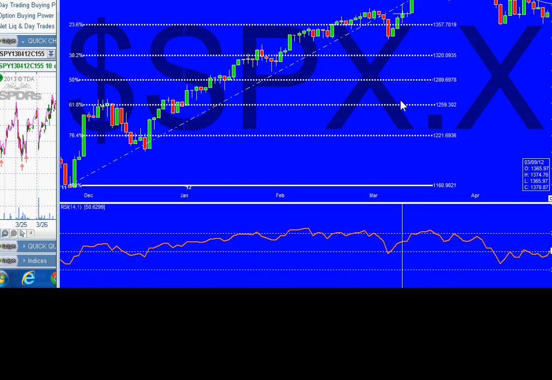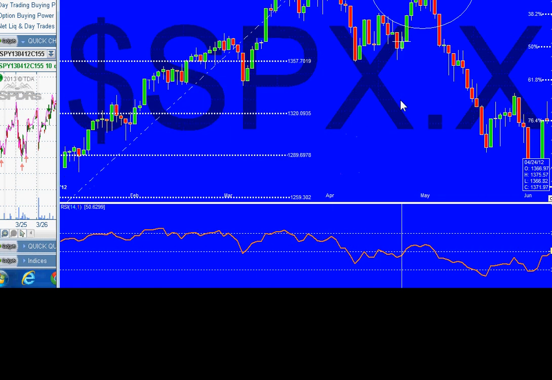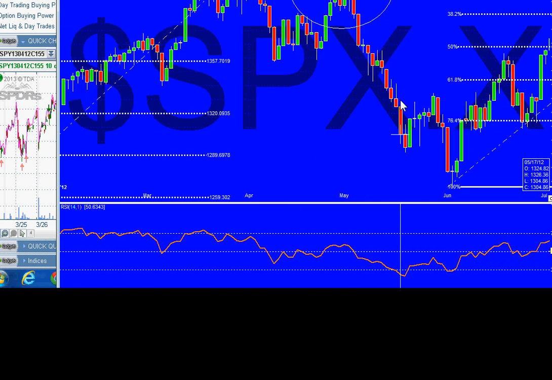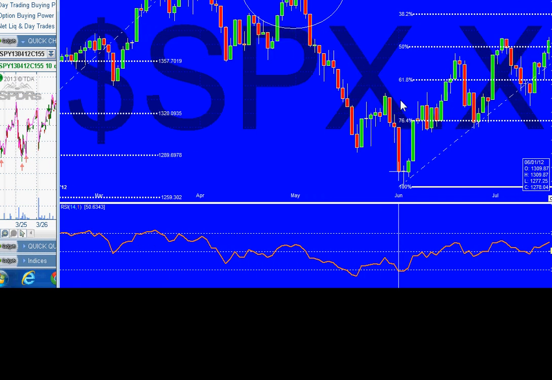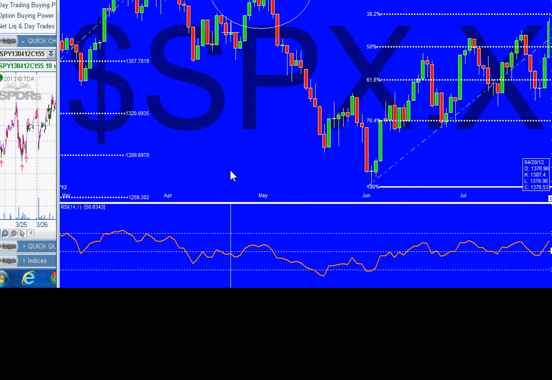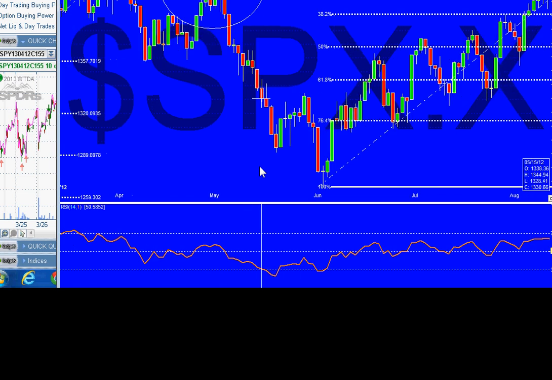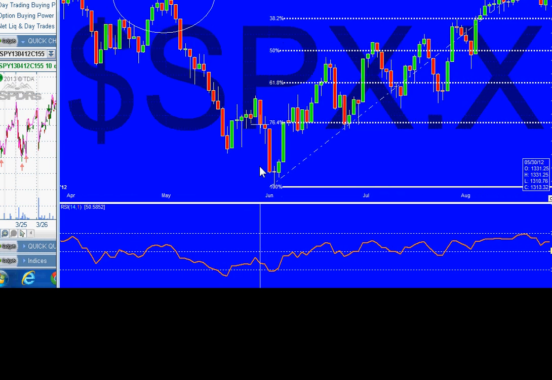So at that point, SPY comes down to, now mind you, there's the 50, 1289. It comes down to a low of 1282. So how close are we? It's pretty close. It's staying at this point into June. It's staying with the 50s.